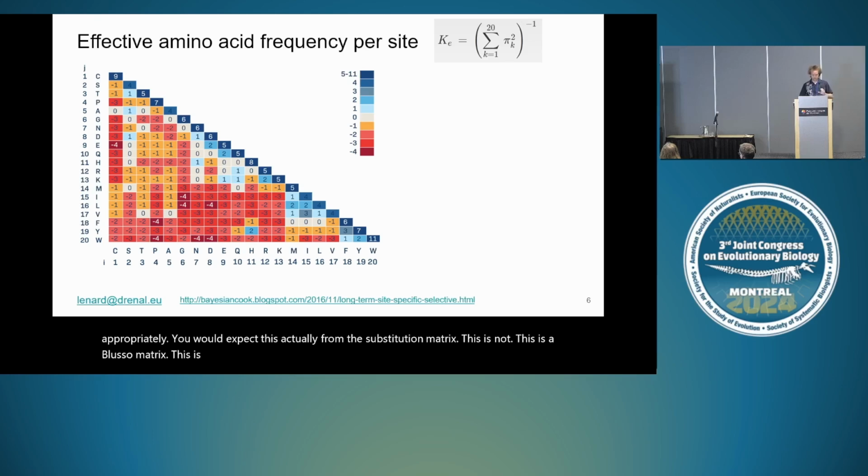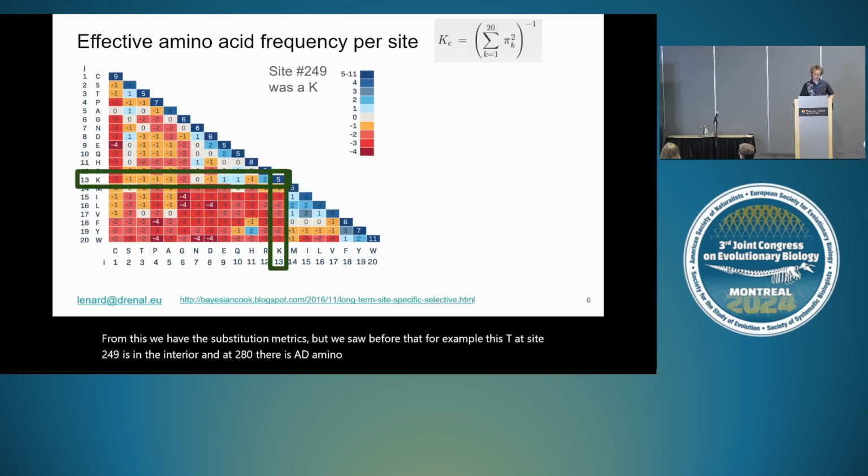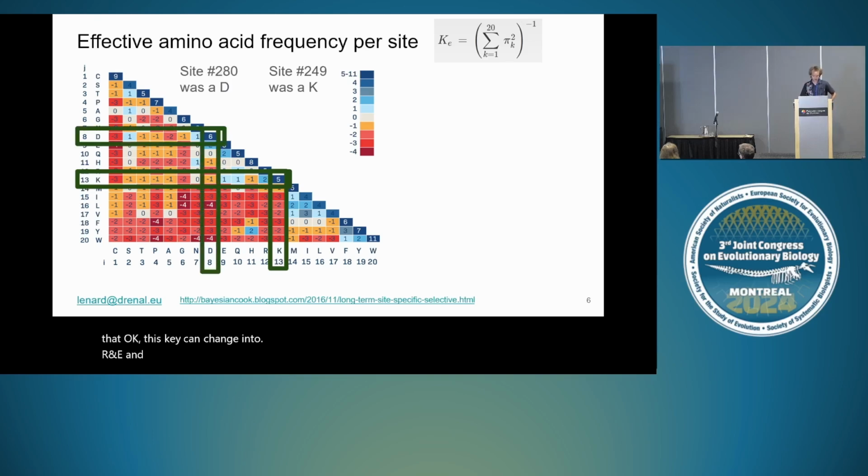This is basically a penalty matrix, but from this you will have the substitution matrix. And what we saw before is that, for example, this K at site 249 is in the interior, and at 280 there is a D amino acid. So here you see the penalties of changing this amino acid to another amino acid, and you are actually happy because you see that, okay, this K can change into R and E and Q, whereas the D at site 280 can change to N and some other sites.